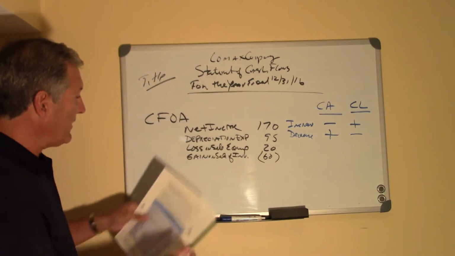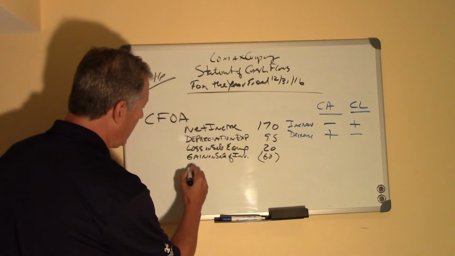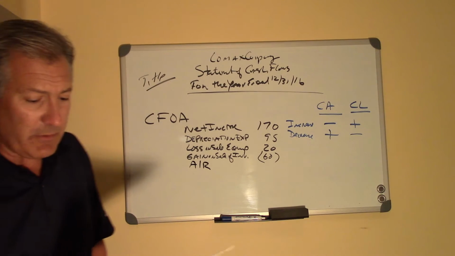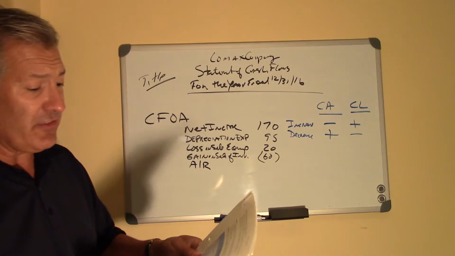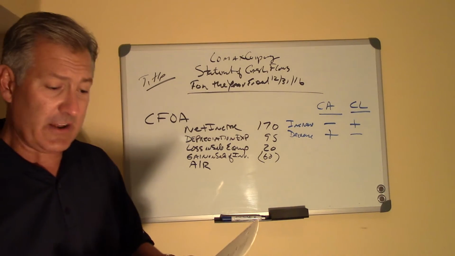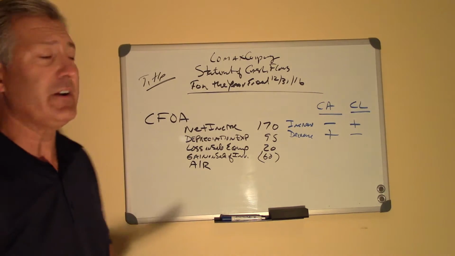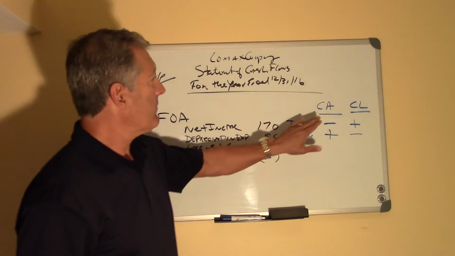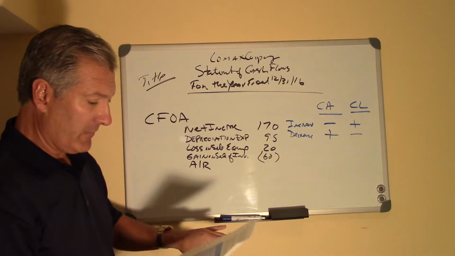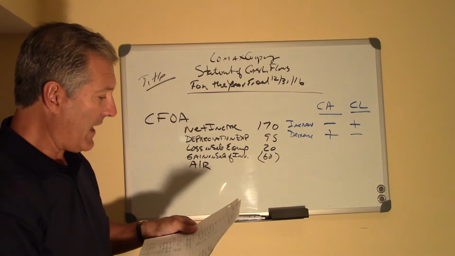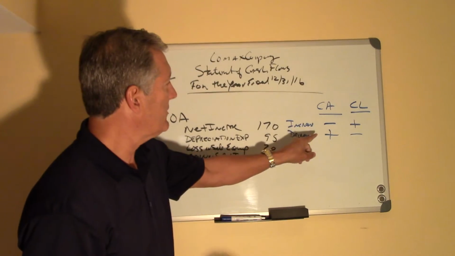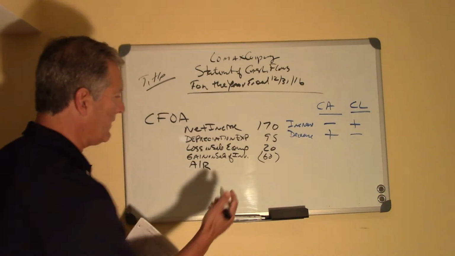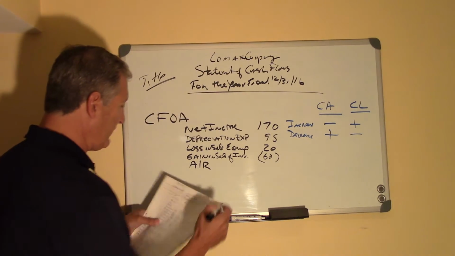So the next asset that's listed there is what? Accounts receivable. Well, what happened to accounts receivable? It went from 530 to 710. It increased by $180,000. Accounts receivable is a current asset. In this situation, what happened? It increased. We're going to subtract it from net income. So accounts receivable increased.